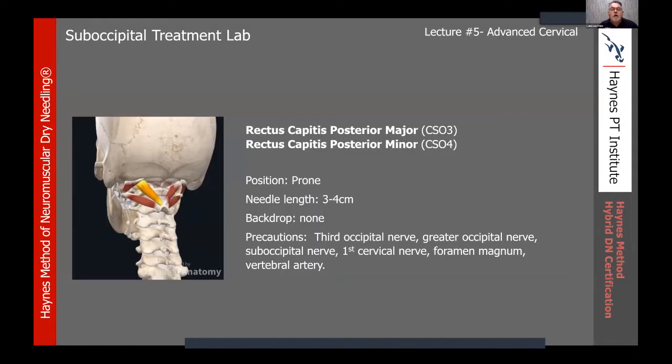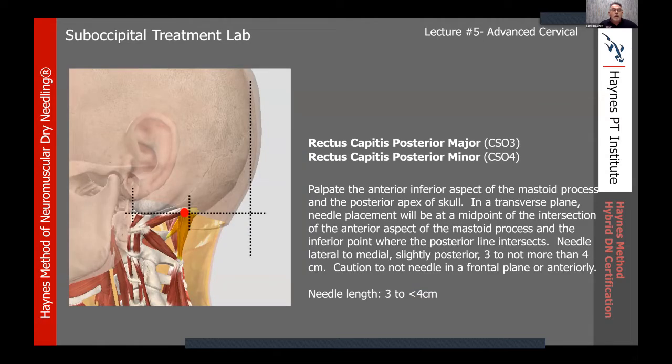Okay, now moving on to rectus capitis posterior major and minor. We'll needle both of these with one needle. So here we're going to palpate the anterior inferior aspect of the mastoid process, similar to what we just did, and then we're also going to look for the posterior apex of the skull. And what we're going to do is find a midpoint between those two.